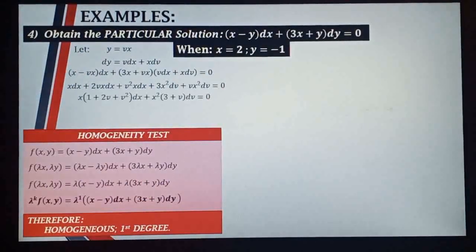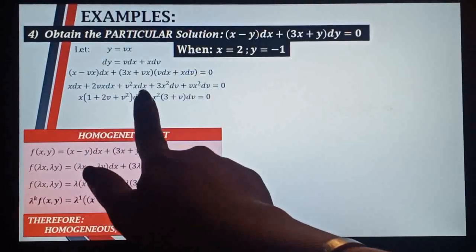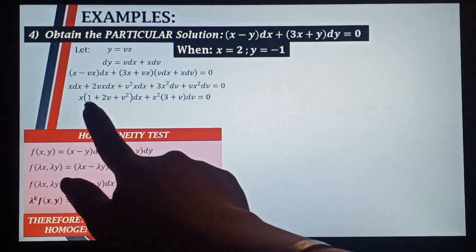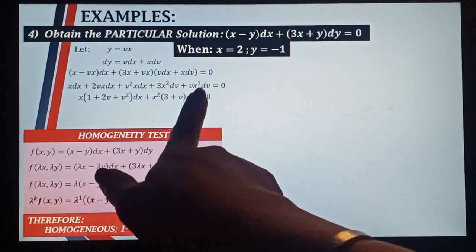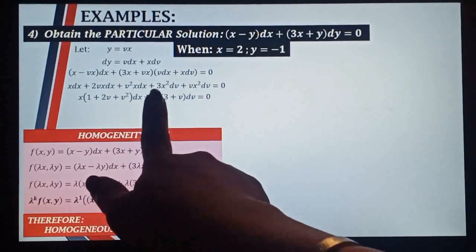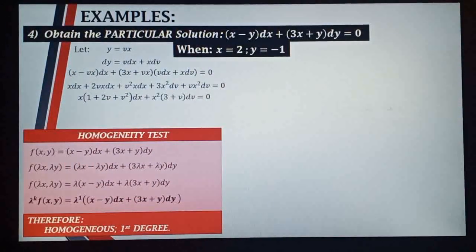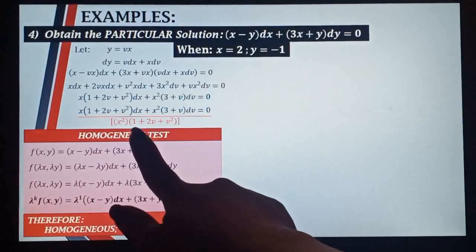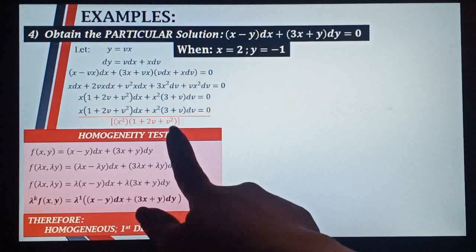So you will now have to factor out the common term. The first group is all dx, so factor out x, and what remains is 1 plus 2v plus v squared dx. Then the common term here is x squared, and what remains is 3 plus v dv equated to 0. Then, we divide by x squared multiplied to 1 plus 2v plus v squared to separate the variables v and x.